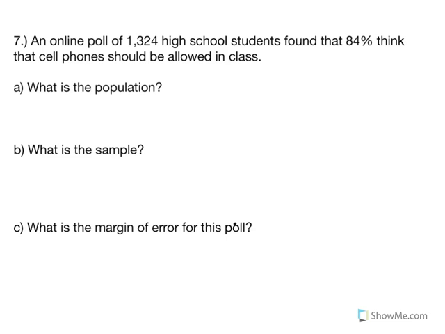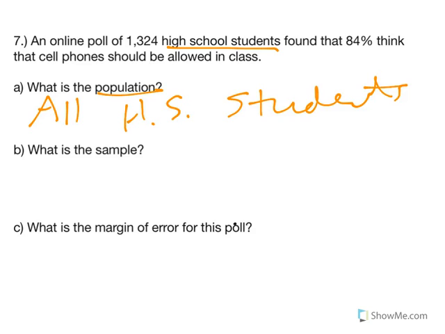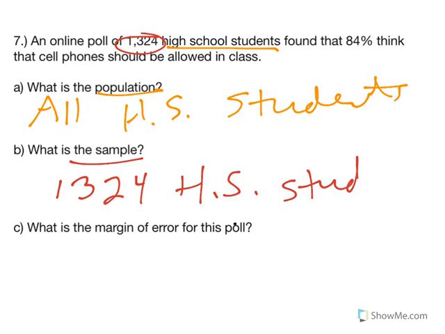All right, let's do some problems. An online poll of 1,324 high school students found that 84% think that cell phones should be allowed in class. So population, recall that population implies all. Population is everybody you can pull from. In this case, we were talking about high school students, so my population would be all high school students. Well, it's impossible to talk to all of them, right? So that's why we deal with samples. Samples deal with the numbers. So 1,324 high school students would be my sample.